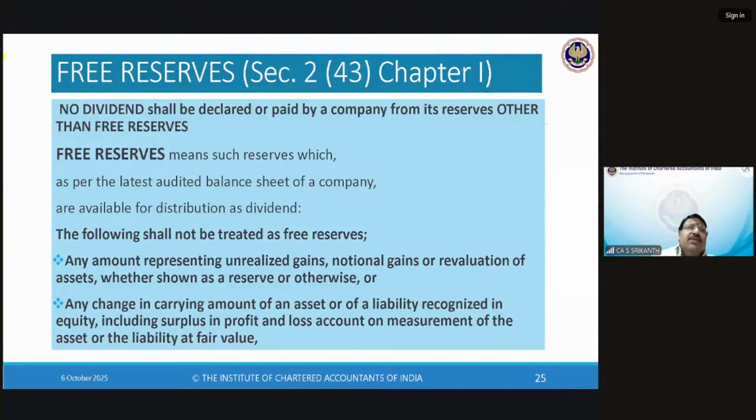Basically, free reserves means reserves which are, as per the latest audited balance sheet, available for distribution as dividend. So it's a circular definition now. They say don't record a free reserve. What is free reserve? Not available for distribution as dividend. In other words, it should be generated out of revenue profits. The only exception is where a capital asset is sold and the profit is realized in cash, in which case you'll bring the capital profit into the P&L account and use it. It should be realized in cash. Money. That money should come.